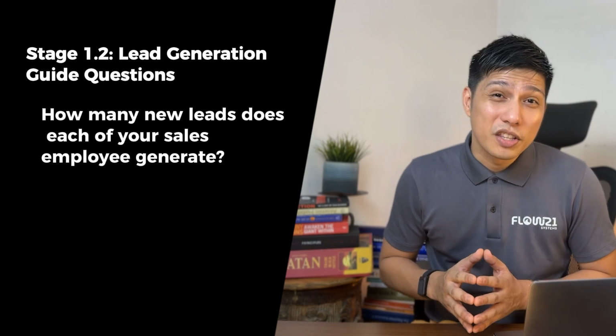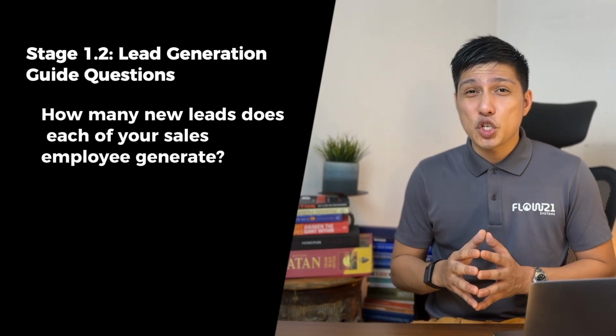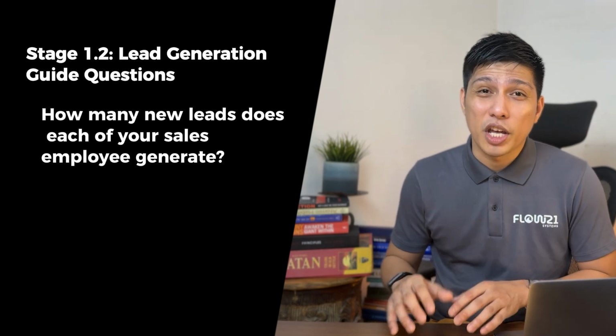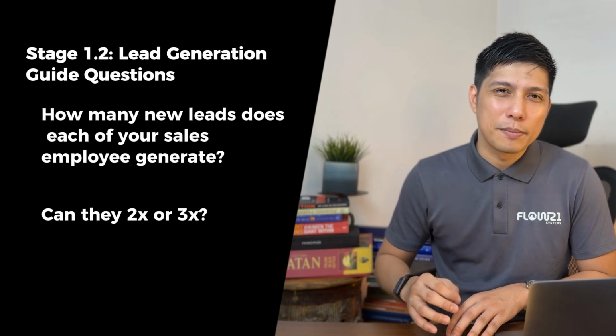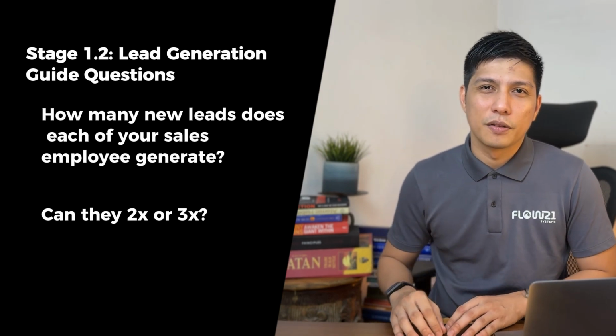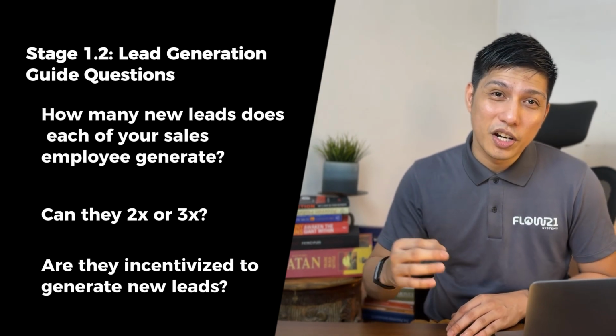Now, let's talk about your team's capacity. How many new leads do you expect each of your sales and marketing team to generate? What's stopping them from doing 2 times or 3 times of their current lead generation? Do you think you have the right incentives to push them for new lead generation? Are there automations that you could try to make them more productive in new leads generation?